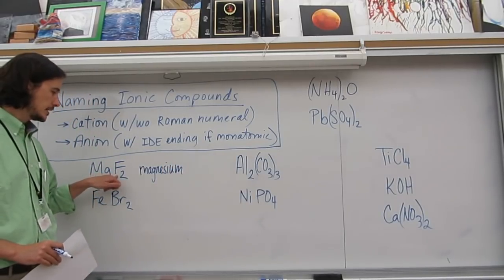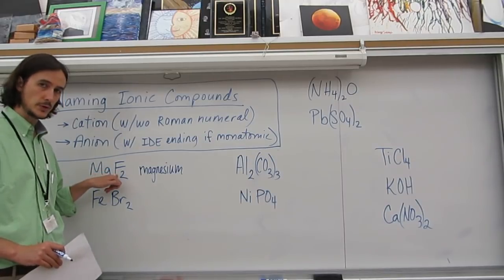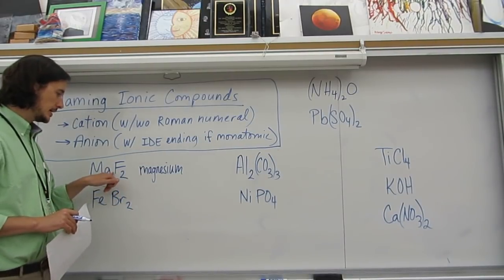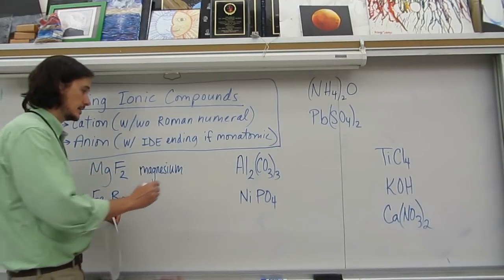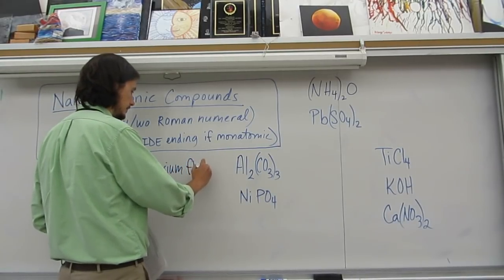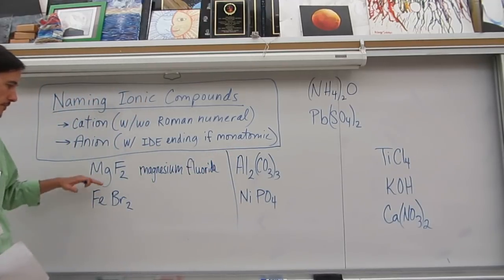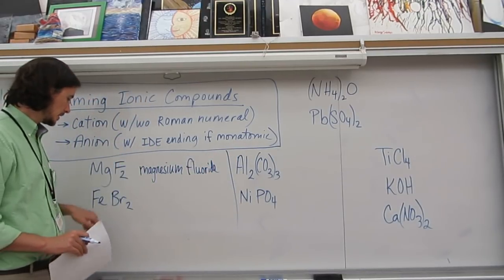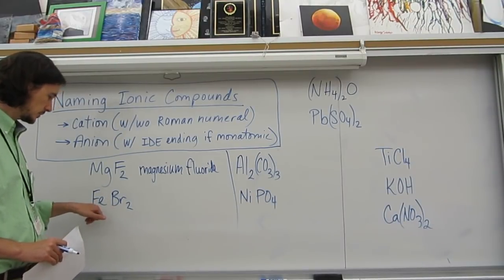Name the cation. And then next is the anion, and this is monatomic, right? It's only fluorine, it's not a polyatomic ion. This gets the IDE ending. Right, so you have magnesium fluoride. That's it. Next one, we've got FeBr2, so we see the cation.